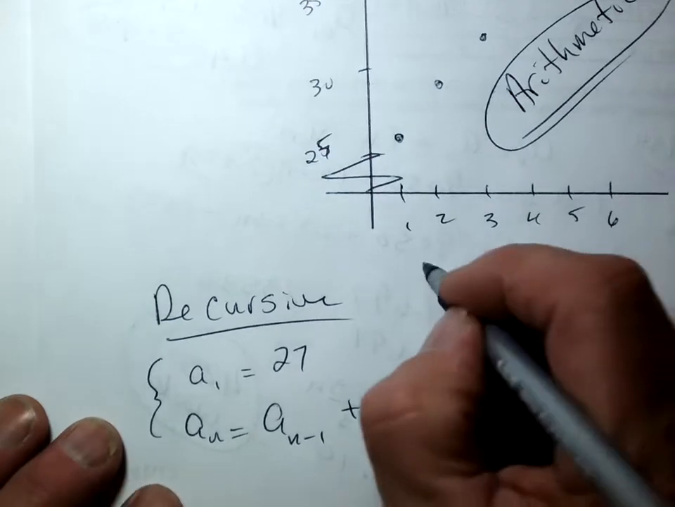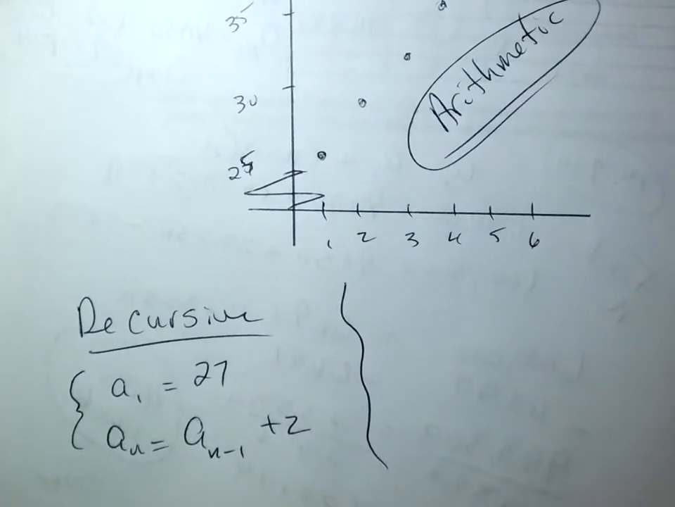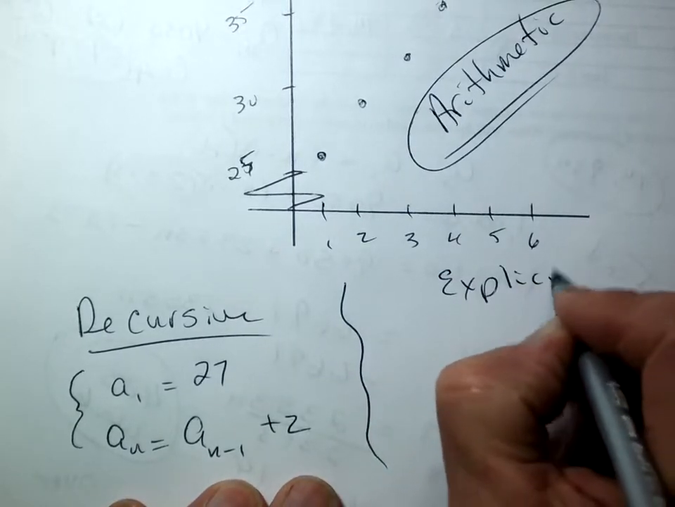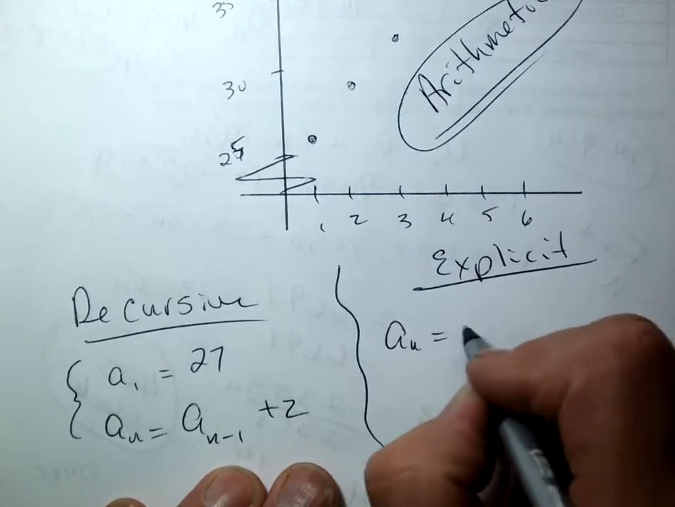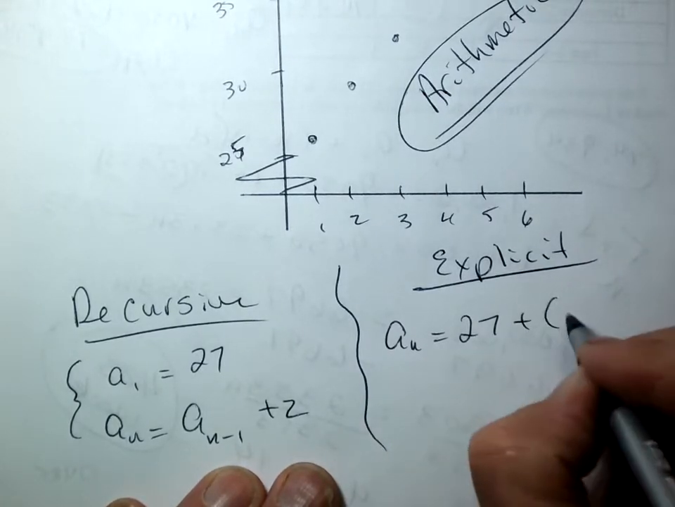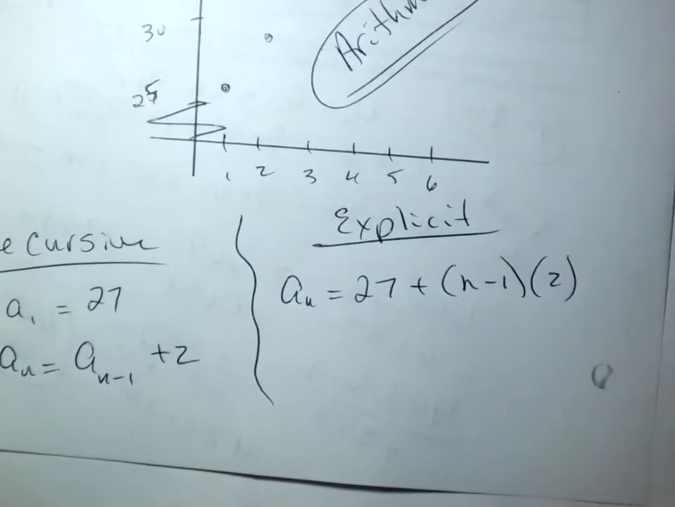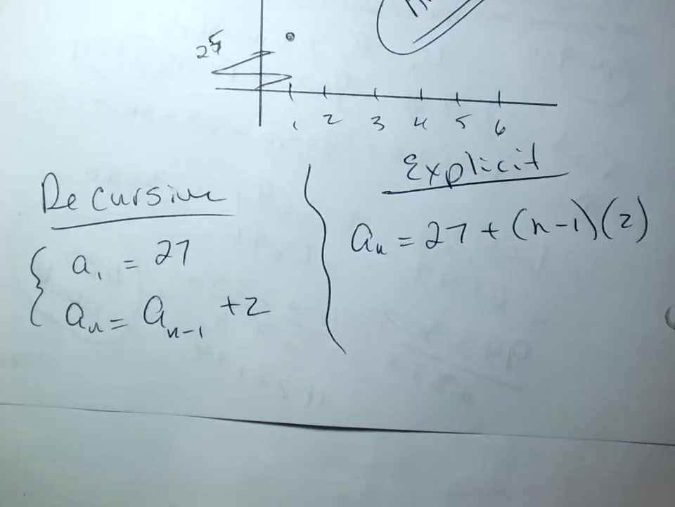But the recursive formula is only good for telling us what's going on. If we want a formula that's going to get us somewhere, we need the explicit formula. In this case, the explicit formula would be a of n equals 27 plus n minus 1 times 2. If I asked you for the 50th term, boom, plug in 50. If I want the 100th term, boom, plug in 100.